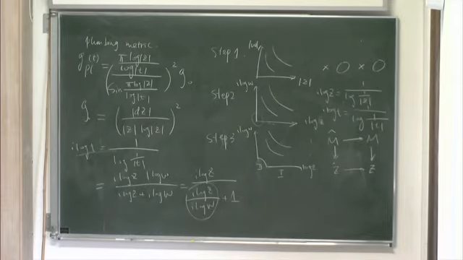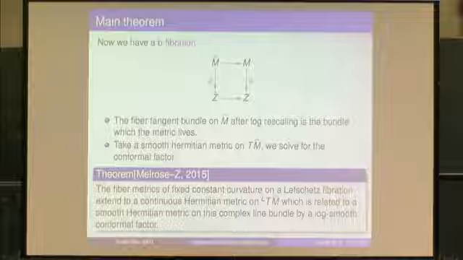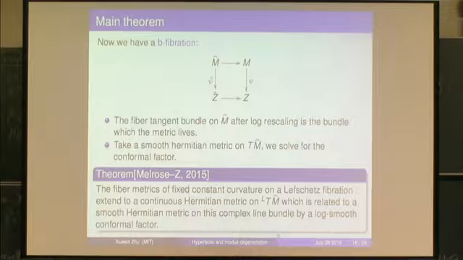Okay, so after doing this resolution, what we get is a b-fibration of the new thing, meaning that the boundary defining function on the base lifted up to be a product of boundary defining functions over the total space. And also, the more important thing is this fiber tangent bundle over this M hat after log rescaling, meaning that we use this log as boundary defining functions, is the bundle that possibly this metric lives in.